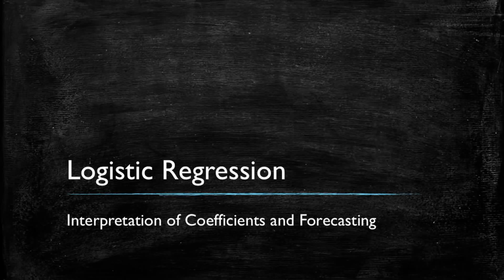Welcome to this video on logistic regression. In this video, we will talk about how we interpret the coefficients of a logistic regression, and we will also talk about how we estimate or forecast the likelihood of the dependent variable being a 1, the probability that it is a 1, given a set of values for the independent variables.